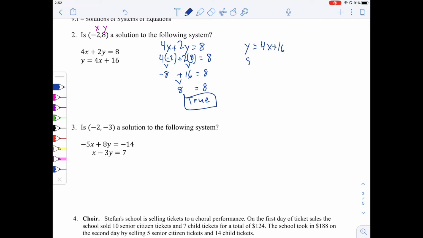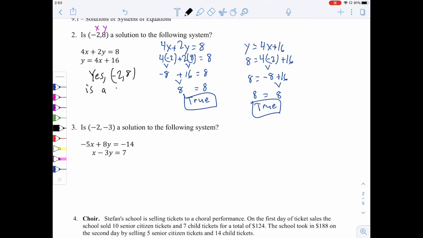Second one, your y value is 8, again, equals 4 times negative 2 plus 16. And then 4 times negative 2 is negative 8 plus 16. That is positive 8, so that is true. So both are true. So is it a solution? Yes. Negative 2, 8 is a solution.